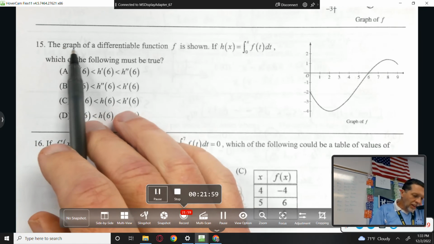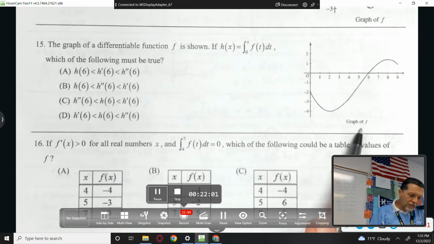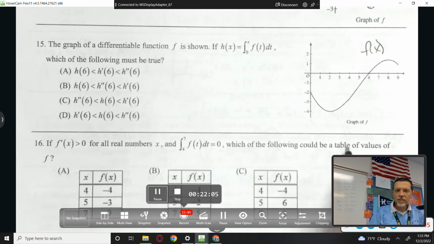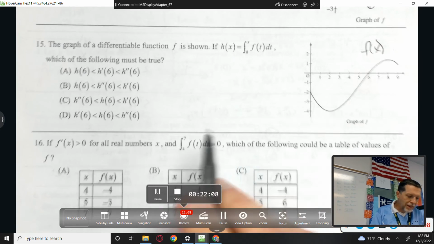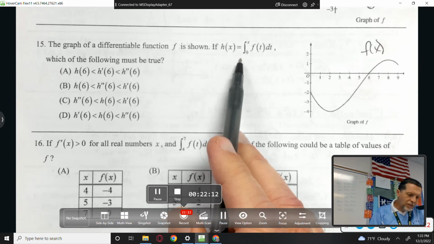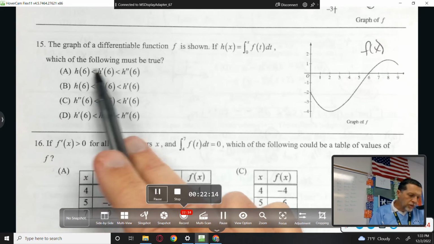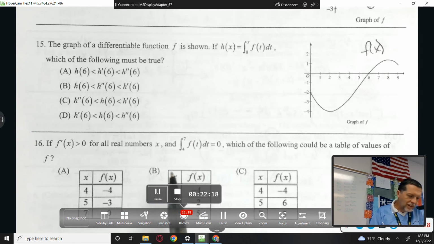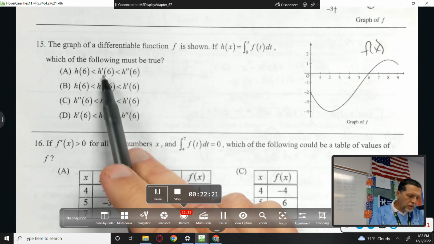The graph of a function f is shown. Okay, so this is f of x. It's labeled and it tells me, so I'm labeling it unnecessarily there. H of x is the integral from 0 to x. Which of the following must be true? We're looking at all these things at 6. So I need to know something about h prime and h double prime.